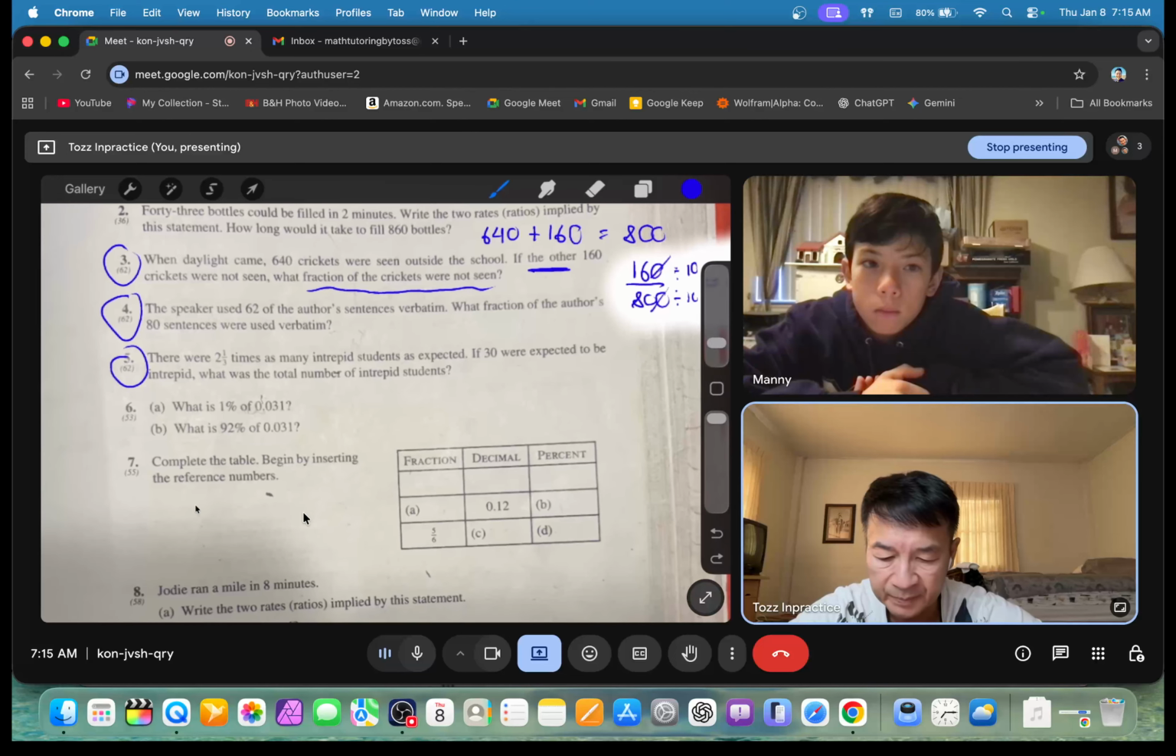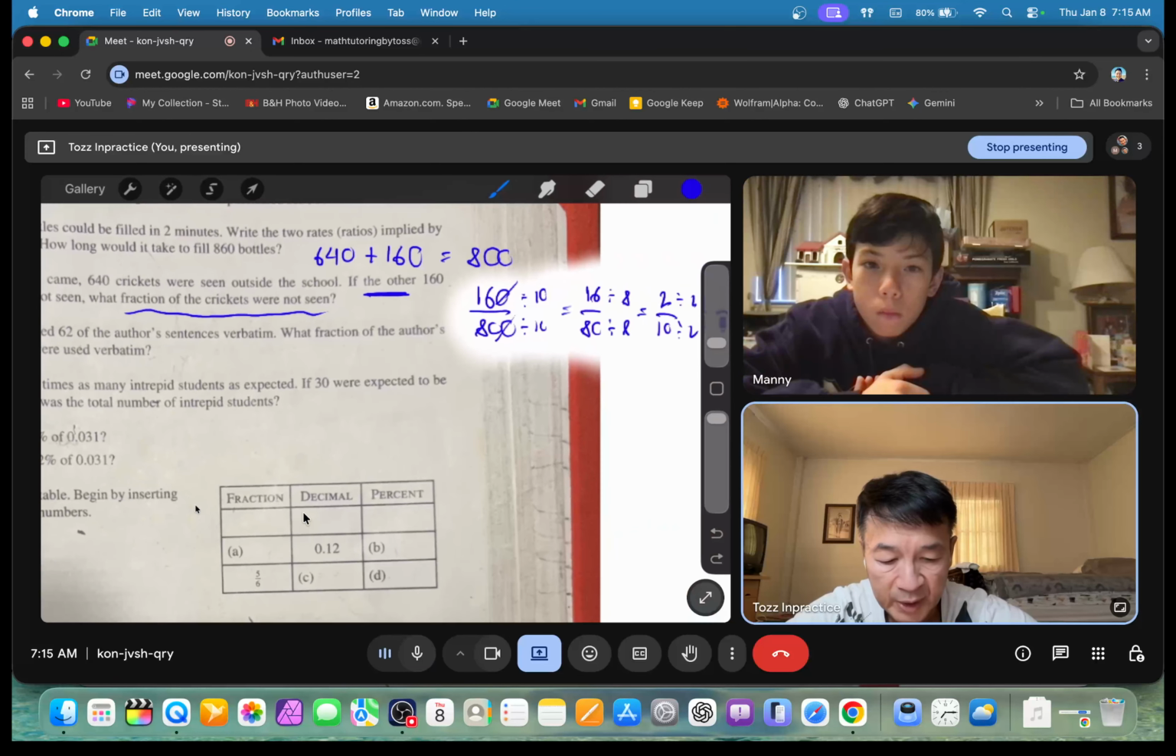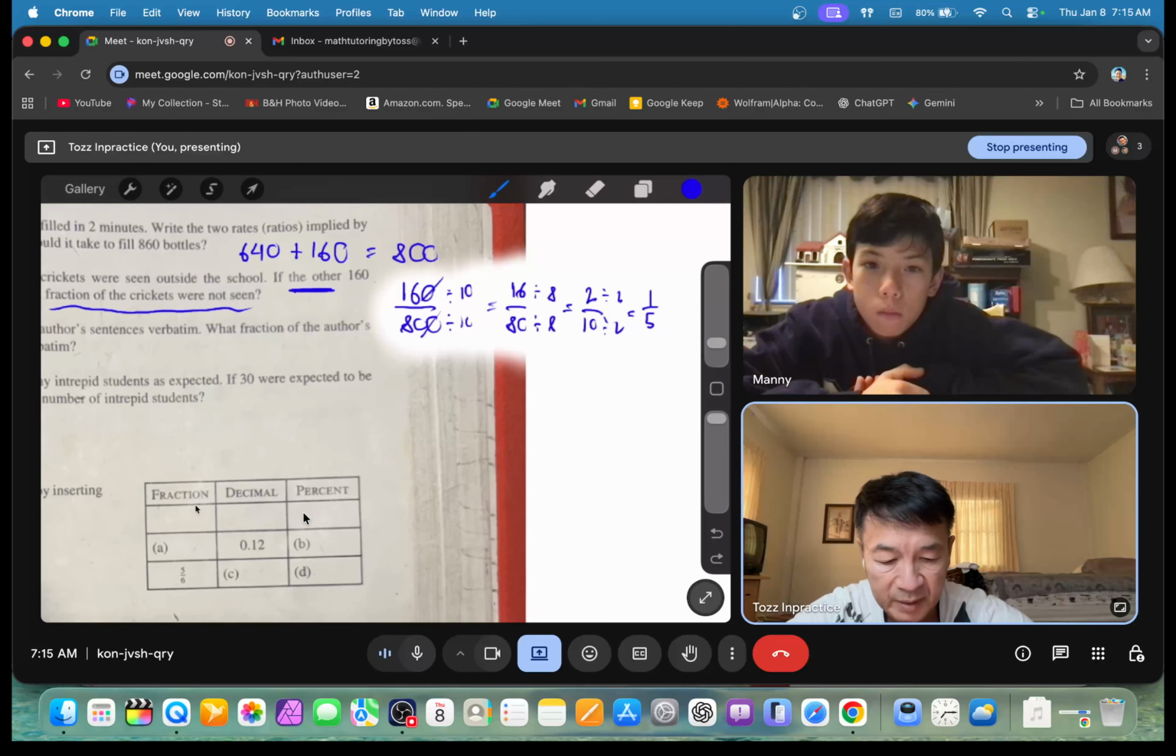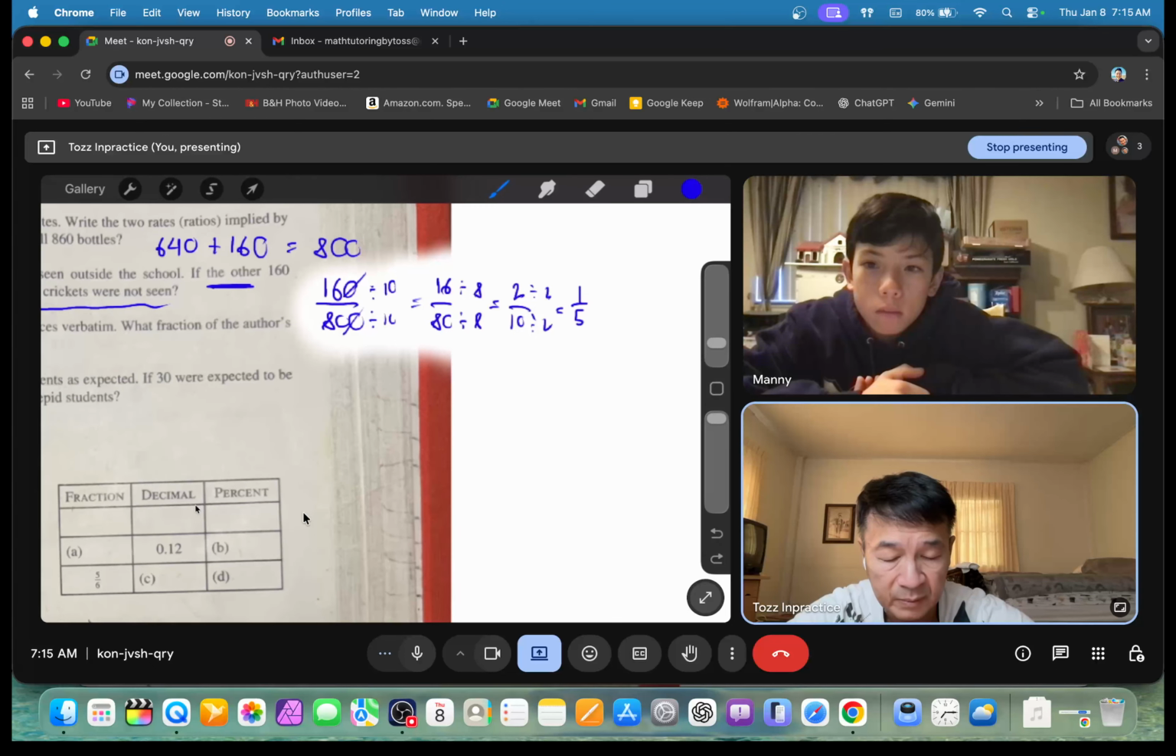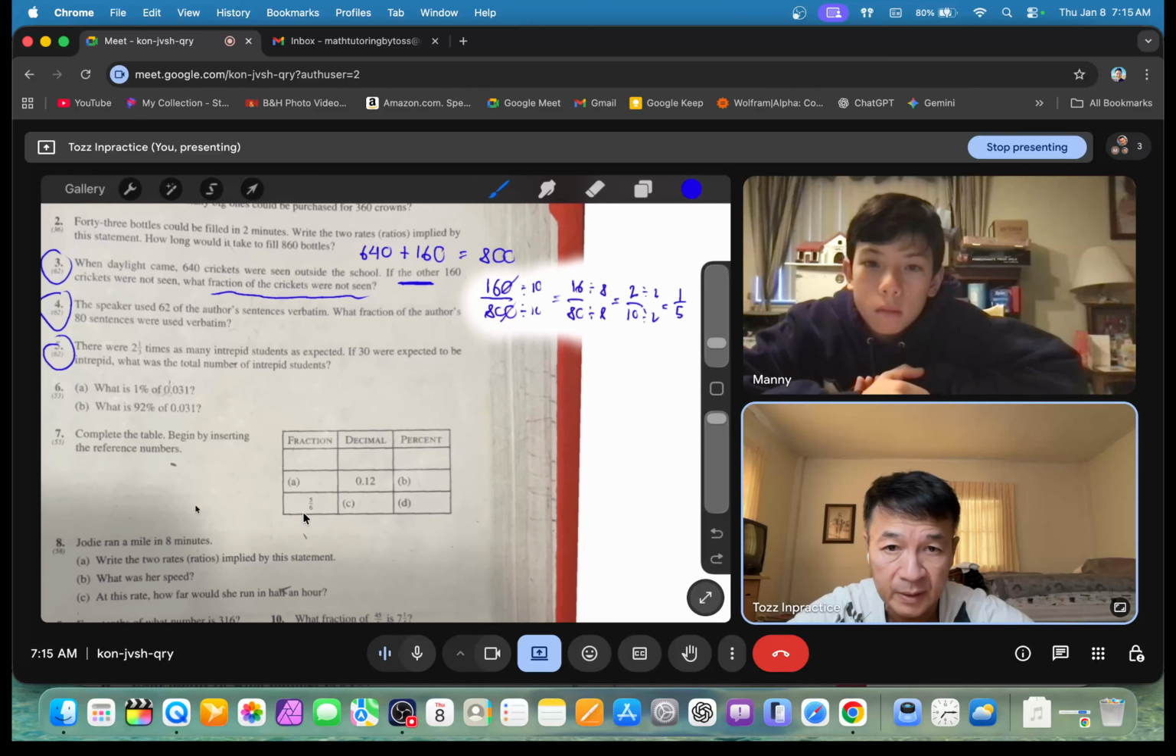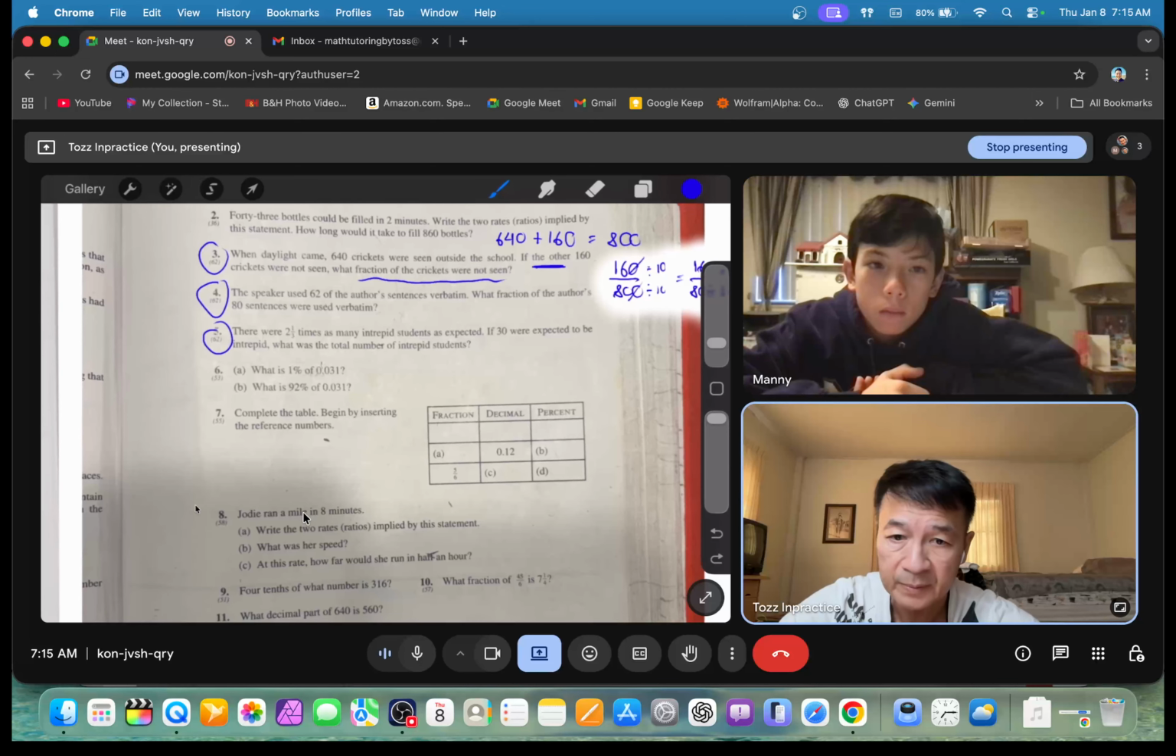All right, anyway, number 4. Oh, no unit. It's just a fraction. If you wonder what unit that is, no, it's just 1/5 as a fraction. Is that okay? All right, number 4.